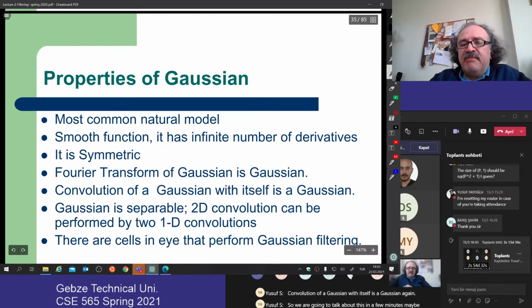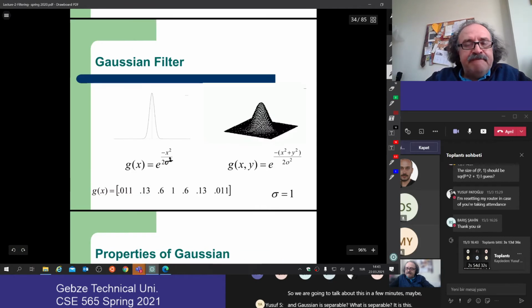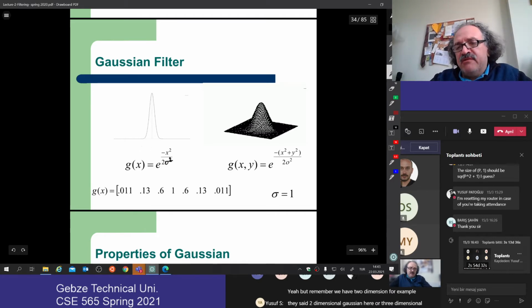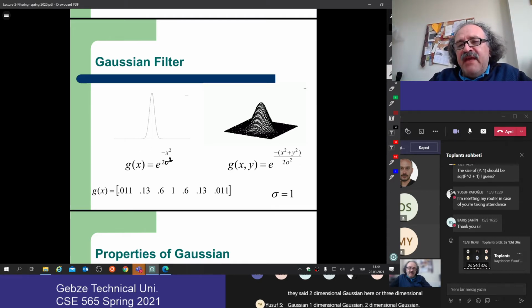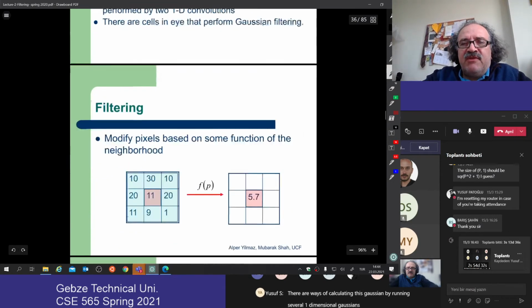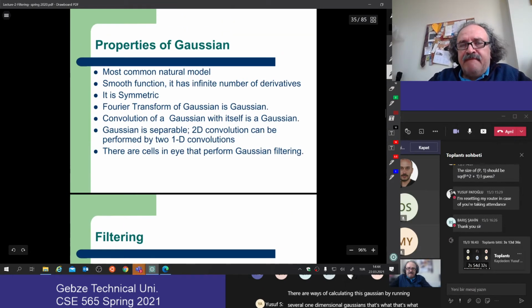And Gaussian is separable. What is separable? Remember we have 2-dimensional, for example, this is a 2-dimensional Gaussian here, or 3-dimensional Gaussian, 1-dimensional Gaussian, 2-dimensional Gaussian. There are ways of calculating this Gaussian by running several 1-dimensional Gaussians. That's what we call separability.